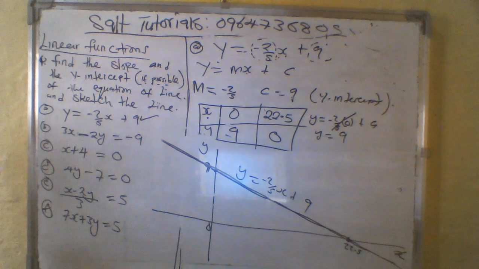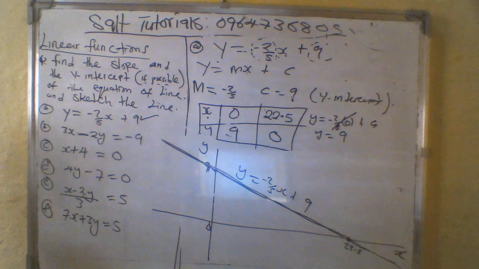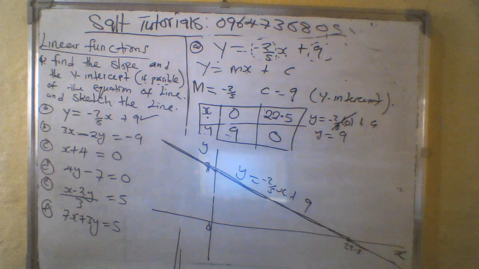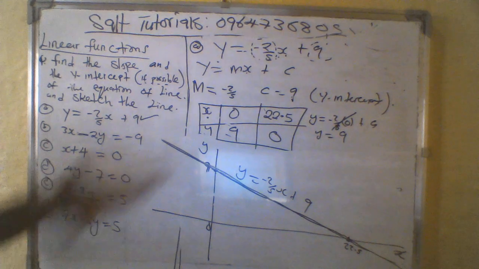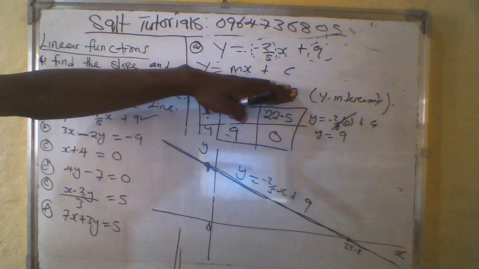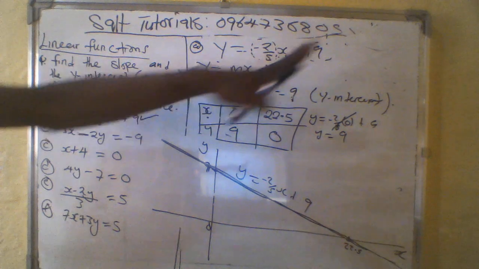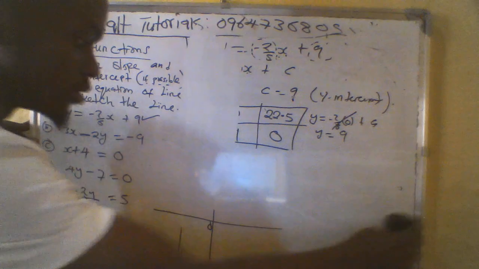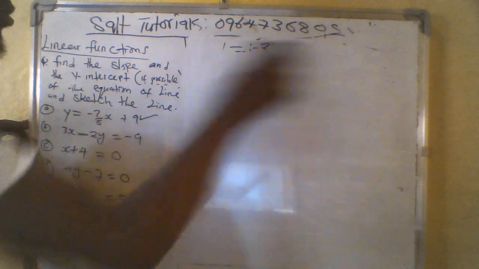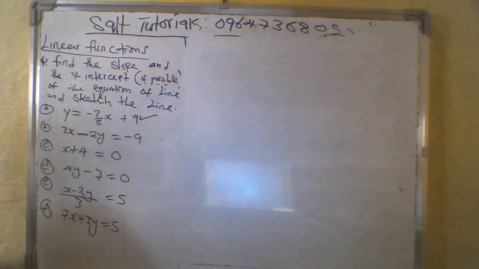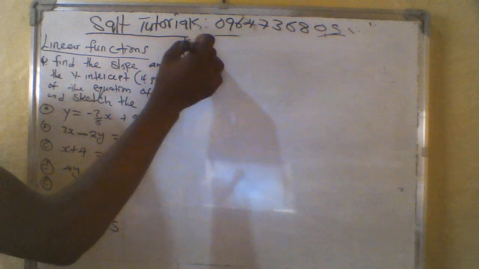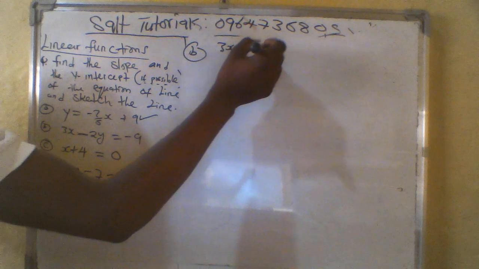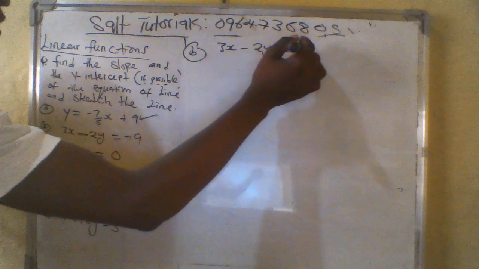You go to the B part. What is my B part? My B part says 3x minus 2y equals negative 9. Sure, you'll be able to pause and continue. So let's go to the B part. I'm going to erase. Compare the equation with the standard form so that you can locate your gradient and your y-intercept. Then you continue. Next we have B: 3x minus 2y equals -9.